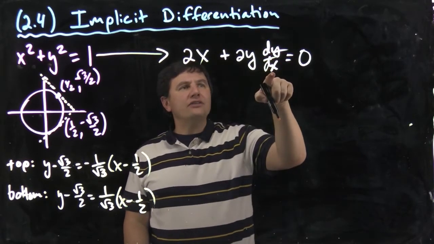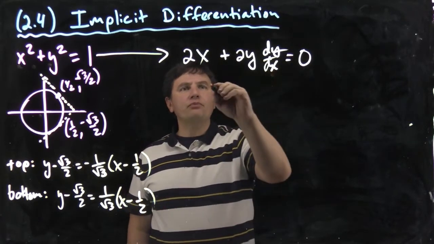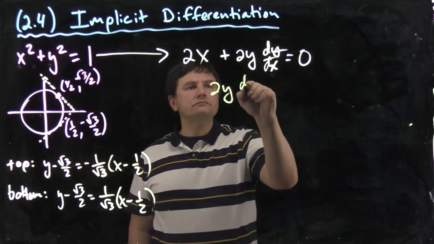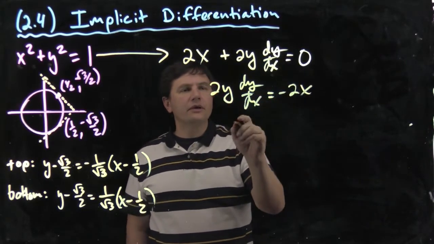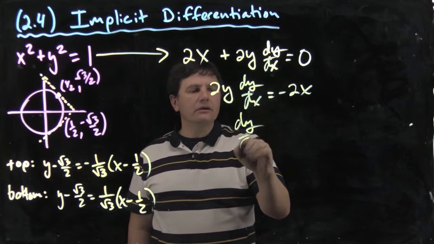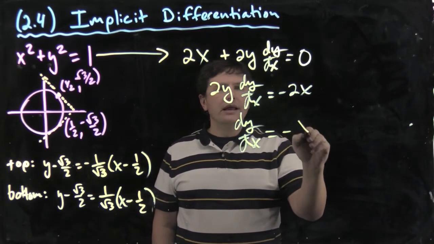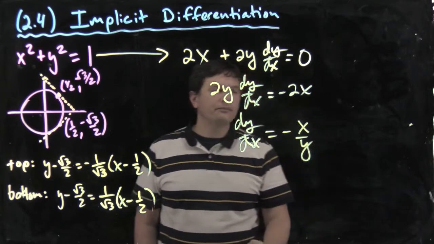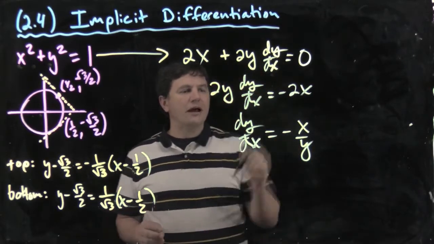Now, what I'm trying to find is that derivative, dy over dx. So I'm going to solve for that. So 2y dy over dx is equal to negative 2x. And now we've got dy over dx is equal to negative x over y. Okay, so now at this point, this is my derivative.